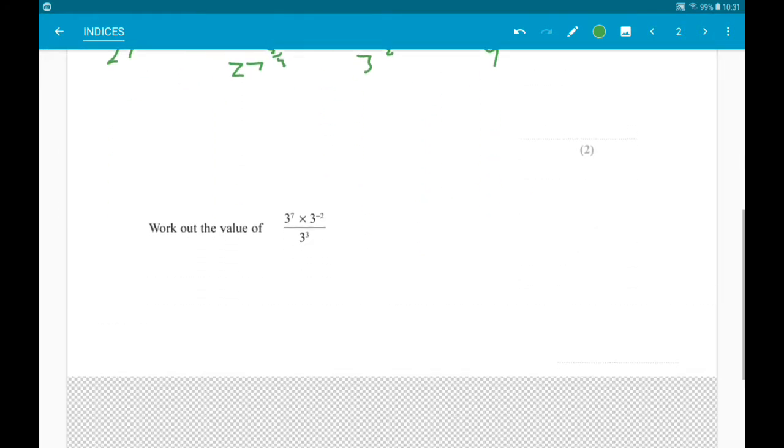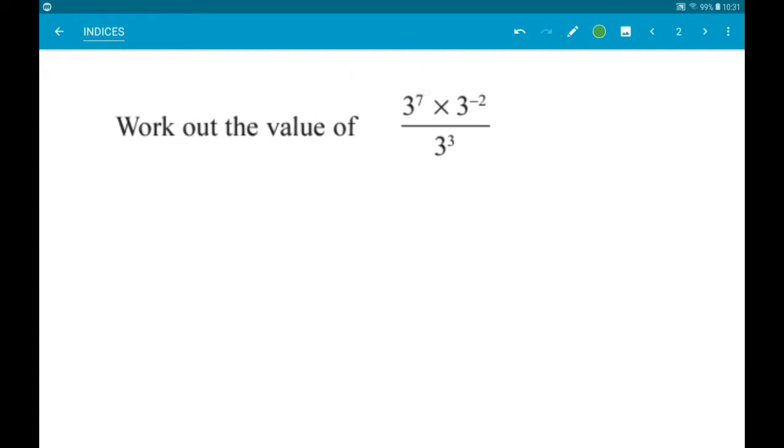Okay, next up, we want to work out the value of 3 to the power 7 times 3 to the minus 2 all over 3 cubed. Okay, so up on top, if we combine the powers, we're going to add them together because we are multiplying. So on top, we have 3 to the power 5 over 3 to the power 3. So that's a division, so we subtract the bottom power from the top. So this is 3 squared, which is 9.